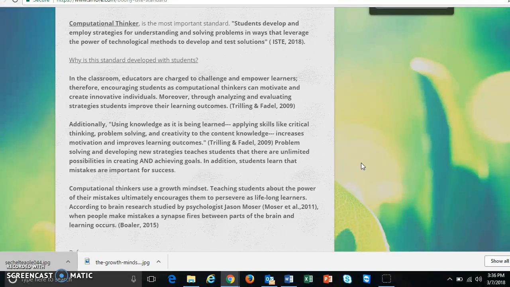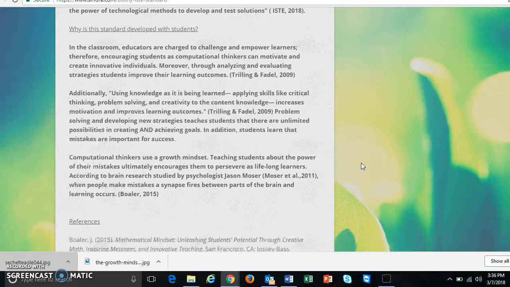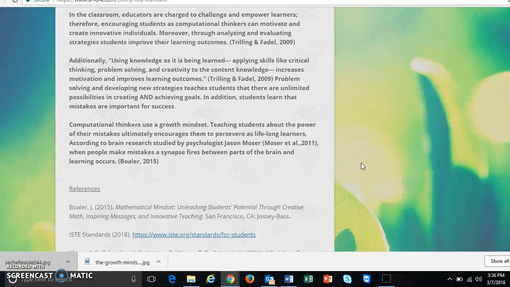And according to brain research studied by psychologist Jason Moser, when people make mistakes, a synapse fires between parts of the brain and learning occurs. It's truly fascinating what happens when you make a mistake.